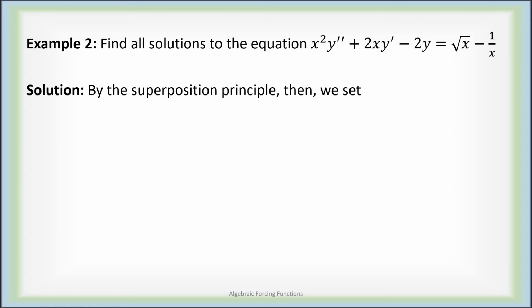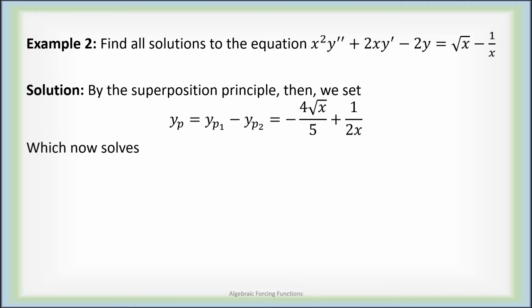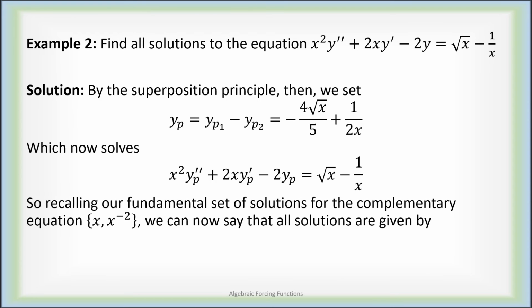So by the superposition principle, all we have to do is set our particular solution to be the difference of the two we found. We're taking a difference here because there's a minus sign here. So we end up with -4/5 root x plus 1 over 2x. So now that will solve x squared times the second derivative of this plus 2x times its first derivative minus 2 times it will give me root x minus 1 over x.